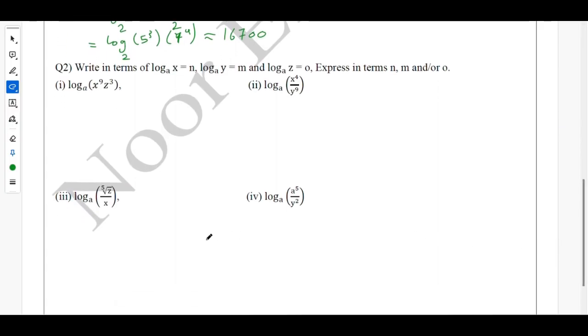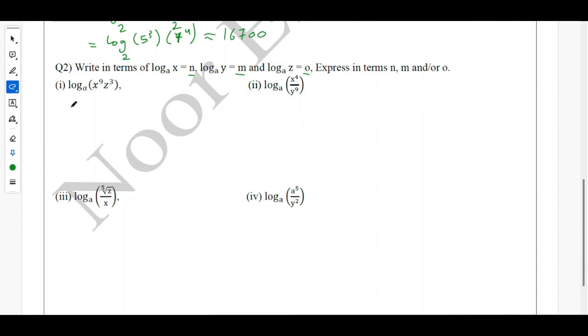Write in terms of log x to the base a as n, log y to the base a as m, and log z to the base a as o, expressed in terms of n, m, and or o. Okay. Log x to the power 9 by z cubed to the base a.